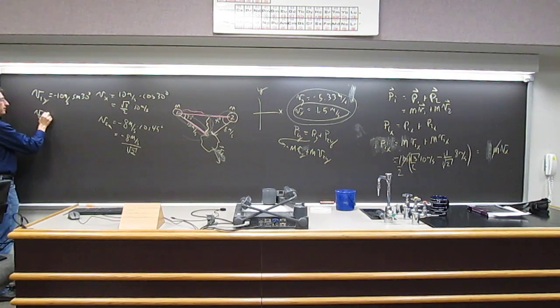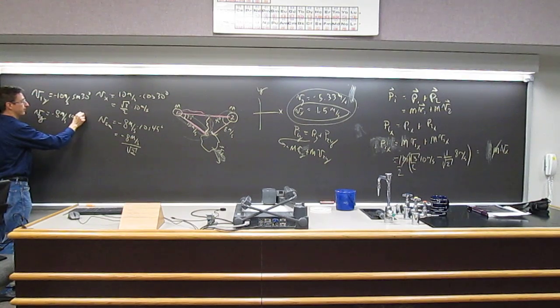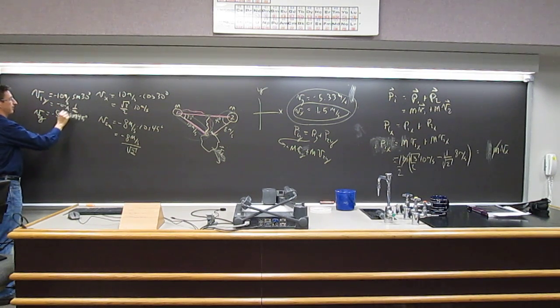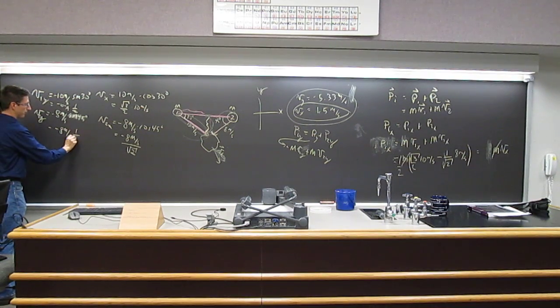V2y, what would that be? Negative 8 meters per second times the sine of 45 degrees. So that's minus 10 meters per second times 1/2, and this is negative 8 meters per second times 1 over root 2 again.